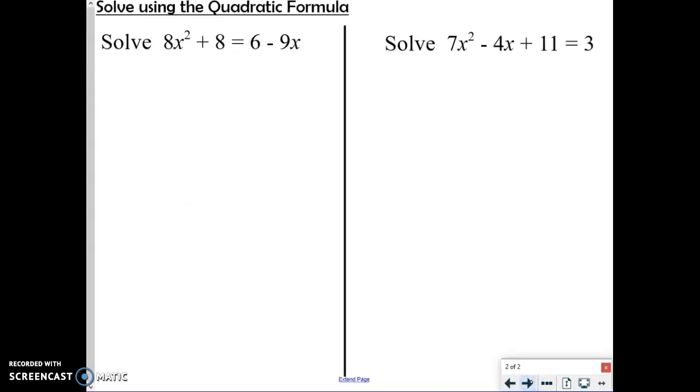So now I've got a couple more examples here I just want to go through with you to show you the what-if scenarios, things that could happen not in the process, but in the product or your solution.